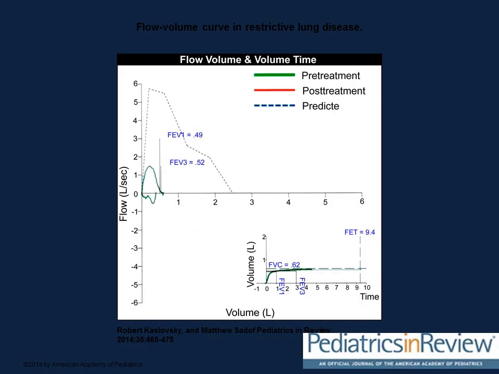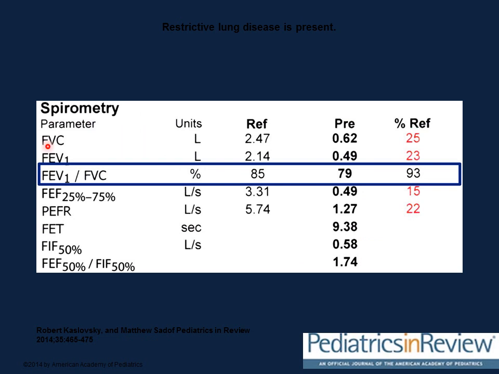So let's see how we can read that in the spirometry. These are the recorded parameters of the previous case. We start with the FEV1 to FVC ratio. The reference is 85, the recorded value is 79, so this is near normal. The next step is to check the FVC. The reference here is 2.47 and the recorded value is 0.62, which is markedly reduced. So you have a normal or near normal FEV1 to FVC ratio and a markedly reduced FVC. This is consistent with restrictive lung disease.